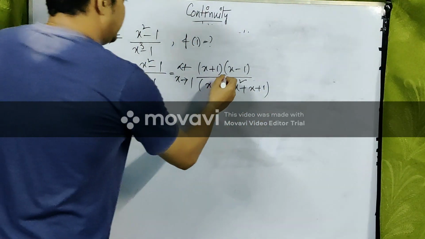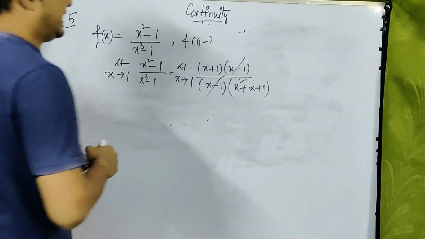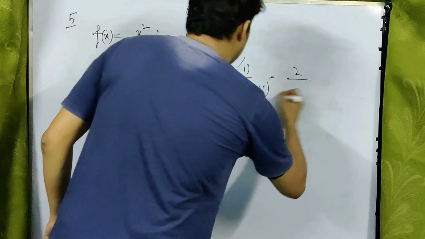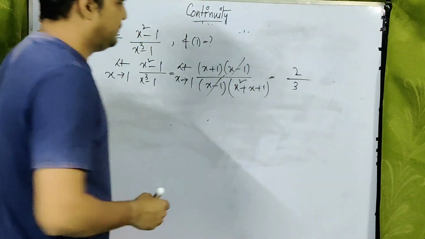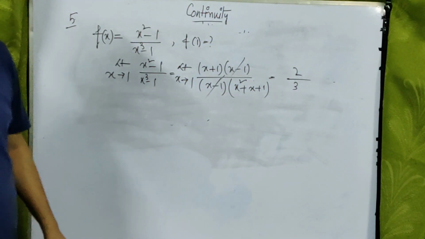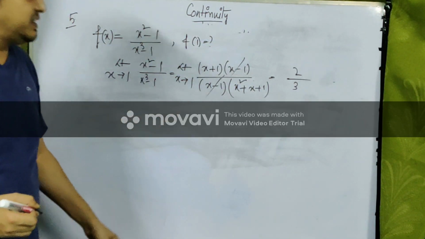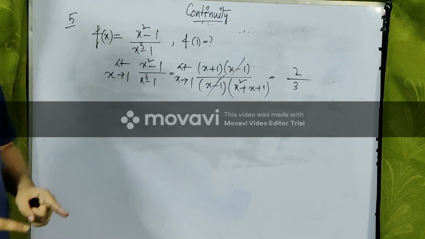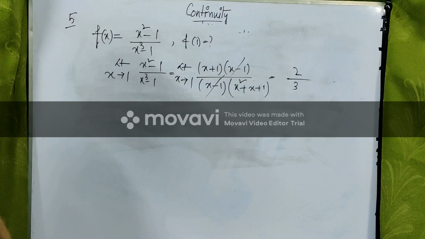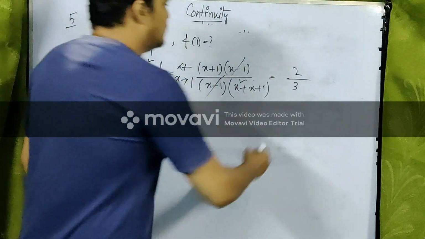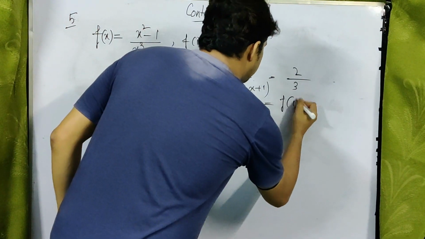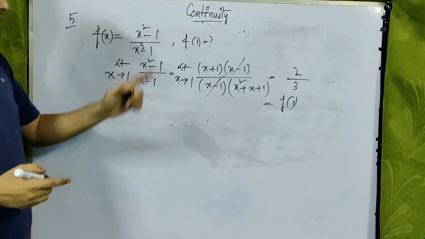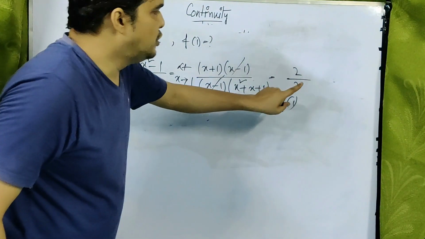This x minus 1 can get cancelled. Okay, this gets cancelled. So from there, if I put x equals to 1, what do I get? 2 by 3. Okay, so this is the limit value of the function. And for the sake of continuity for this function, this limit value should be equal to the functional value of the function at the point x equals to 1. So this should be equal to f(1) to make the function continuous at the point x equals to 1. Hence, our answer is f(1) equals to 2 by 3.